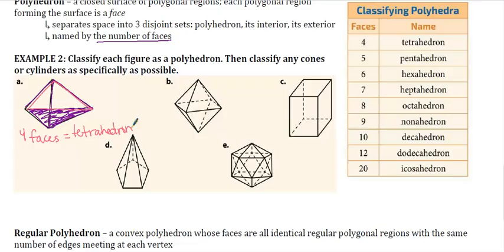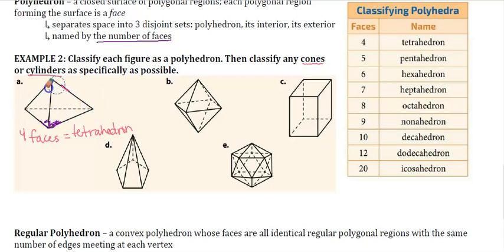Now, I need to think about, is this a cone or a cylinder? What do you think? Classify any cones or cylinders as specifically as possible. It's a pyramid, and a pyramid is a cone. Yes, okay, sorry, I had to think about it for a second.